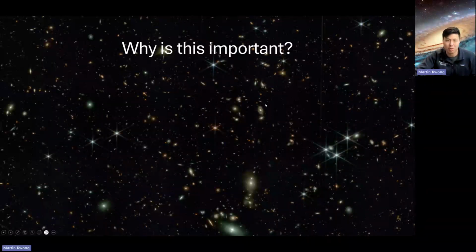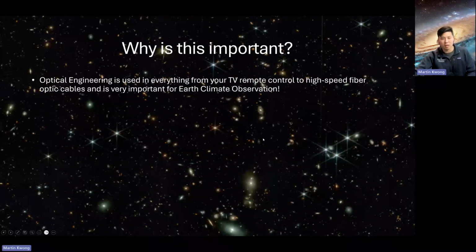So why is this all important, right? Optical engineering is the engineering that governs this, and is used in all kinds of things we use every day, from our TV remote to high-speed fiber optic cables for high-speed internet, and is also very important for Earth climate observation.